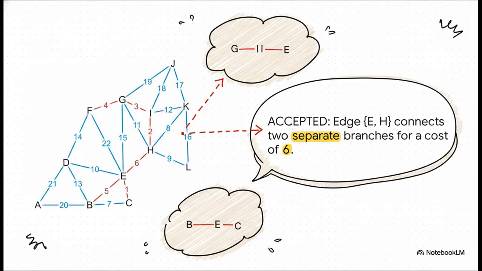All right, let's fast forward a little bit. We've added a few more of the cheapest edges, and you can see what's happening. We're starting to form these little separate clusters, or islands. Now, the next cheapest edge on our list is the one between E and H, which costs 6. And look at what it does. It connects 2 of those separate islands together into one bigger piece. Does it make a loop? Nope. So we accept it.